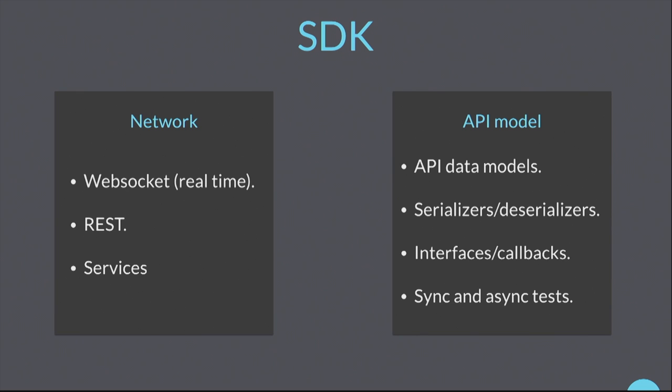Then we have services that are just an implementation of the calls to the different endpoints. And then in the API model, we have API data models, serializers and deserializers. API models are a mirror of the API models that we have in the backend. Then we have serializer and deserializer that serialize and deserialize the API model, the response that is coming from the server, to this API data model. And then we have interfaces, callbacks. The interface is the one that I said before that the SDK is exposing. But for the SDK, at the end, they are callbacks. So it's going to use these callbacks to communicate with the one that has implemented this interface. And then we have here a sync and a sync test. We were using JUnit, Mockito, and so on.